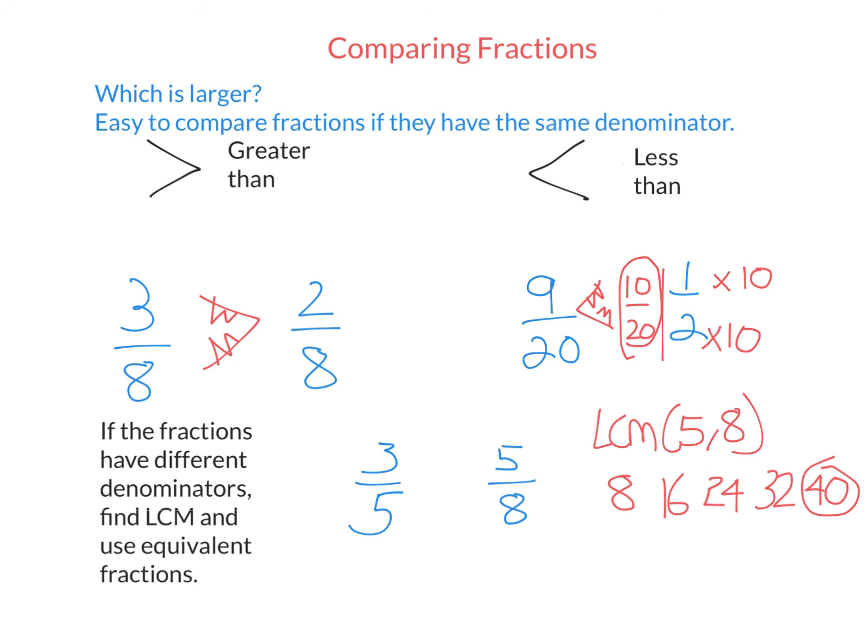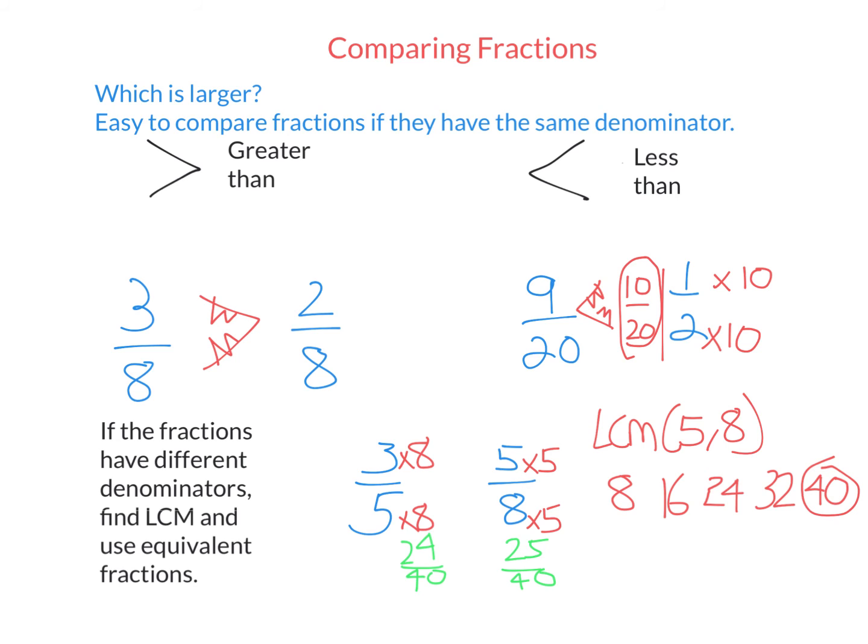What I'm going to do is make the denominator of each of these fractions 40. So I need to times 8 by 5 to get to 40, and so I also need to times the top by 5. To go from 5 to 40, I need to multiply by 8. So if I multiply the bottom by 8, I need to multiply the top by 8. So this is what I have. 3 times 8 is 24, 5 times 8 is 40. 5 times 5 is 25, 8 times 5 is 40.